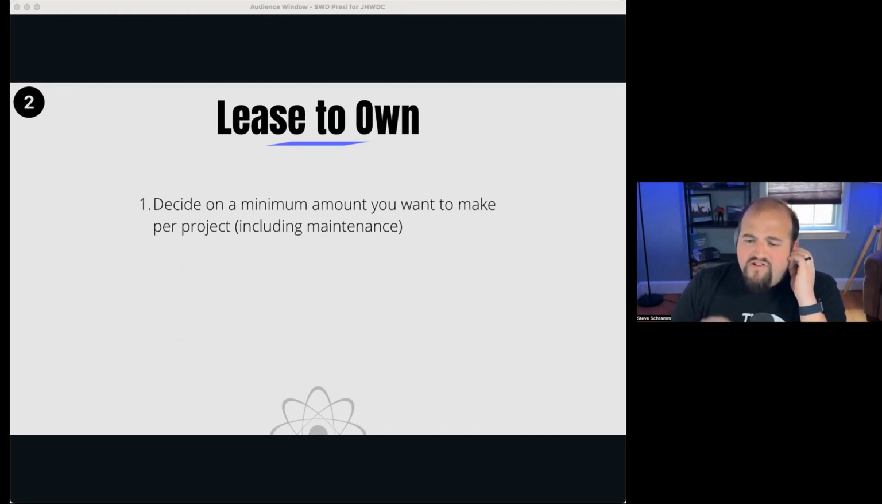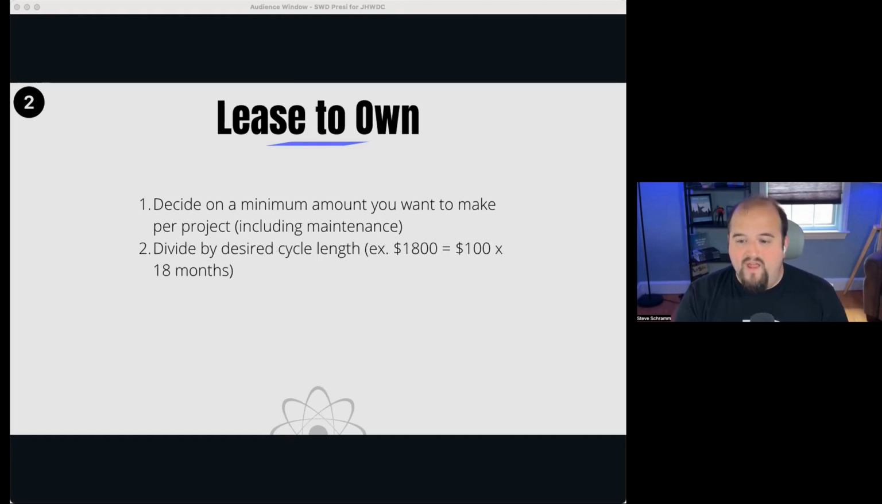So the first thing you want to do is decide on a minimum amount that you want to make per project, including maintenance. This is important, including maintenance, because the deal is that you're going to build and maintain a website over a certain period of time. So decide what you want to make on a website, including maintenance. Then you're going to divide that number by a desired cycle length. So I'm going to use really low numbers with simple math because I'm really not good at math.